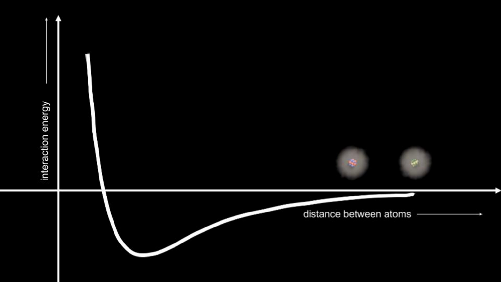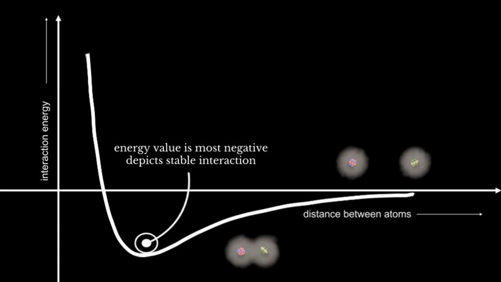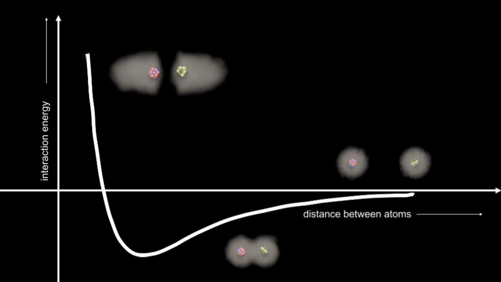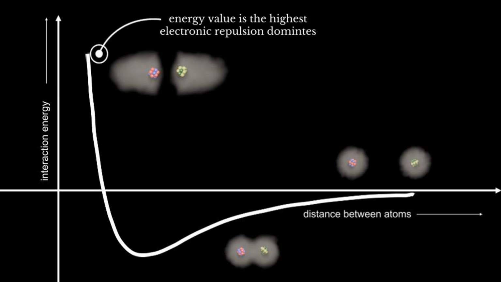As the atoms close the distance more, then at a particular distance, let's say r, the interaction energy is the most negative. This depicts the strong attraction and stable bond formation between the atoms. If atoms come even closer to each other, the interaction energy continues to rise and becomes more and more positive. This positive interaction energy depicts the presence of repulsion between the atoms.